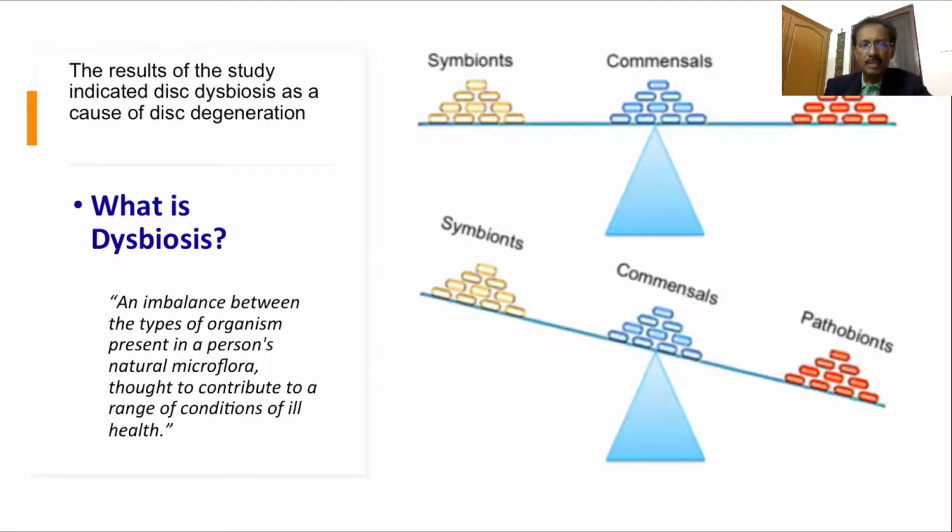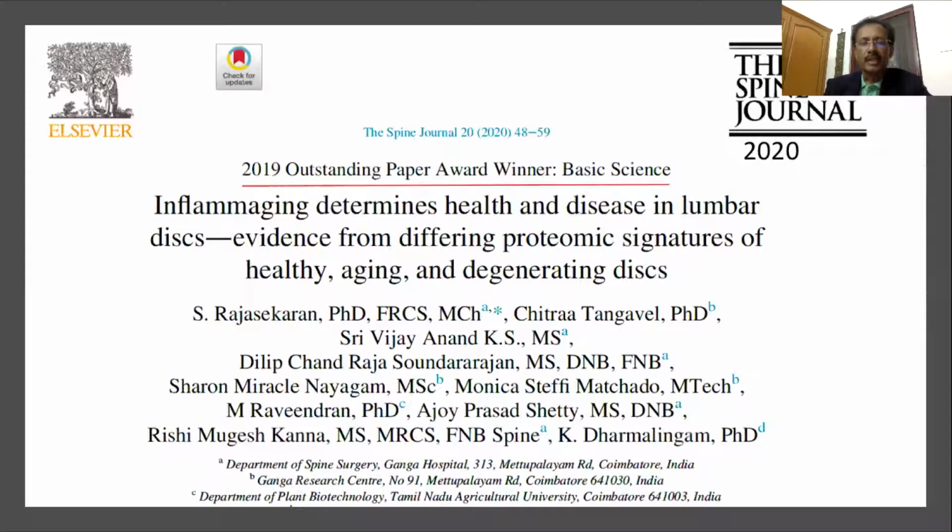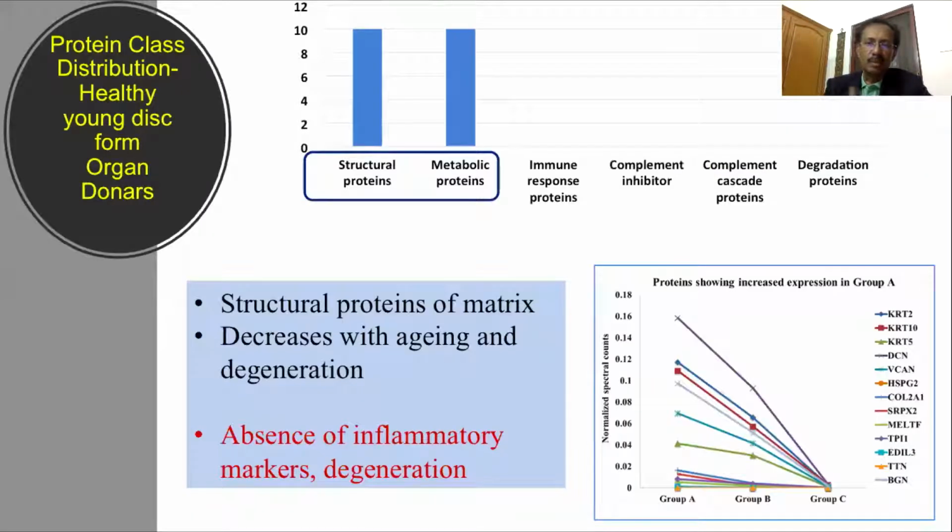And an imbalance between the types of organisms present can actually cause a dysbiosis, which can result in a problem. Now, in the last 2019 NASS Outstanding Paper Award, we established that there is an inflammaging, a constant low level of inflammation occurring in diseased discs. And we also showed that this could be because of a bacterial-induced inflammation.